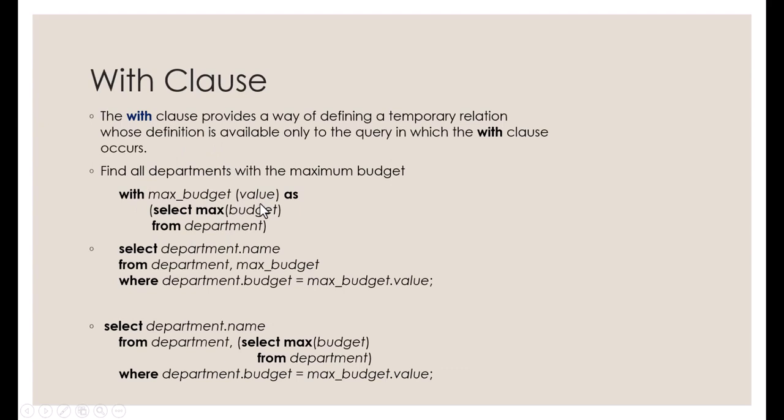If we wanted to, you could put this in the from clause instead of having it defined as another relation. If you didn't want to use the with, you could have just done select department name from department, comma, and then instead of max budget here, whatever you defined, you could just put right here in parentheses, where department.budget is equal to max budget.value. So it's really up to you whether you want to break it out into two different steps, or include this in one longer query.